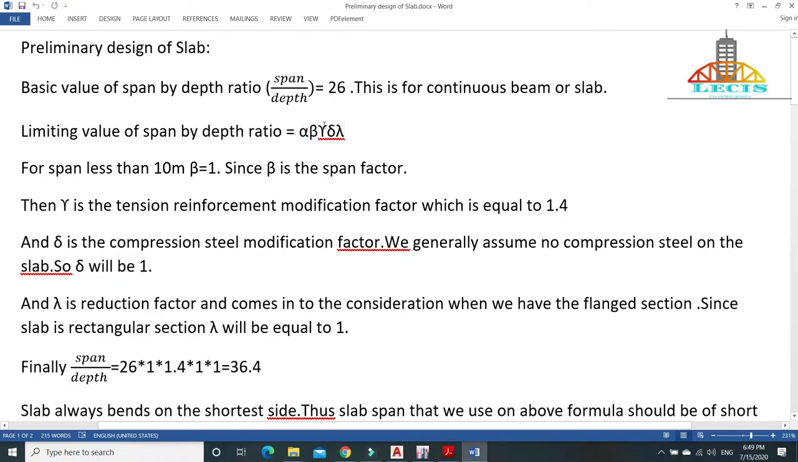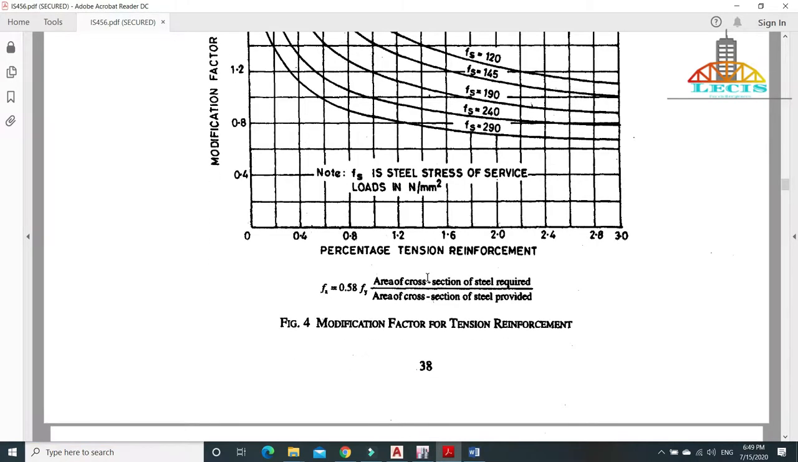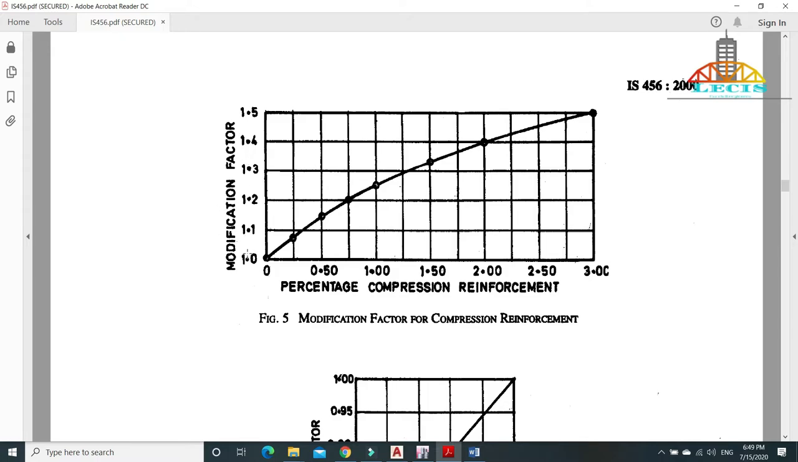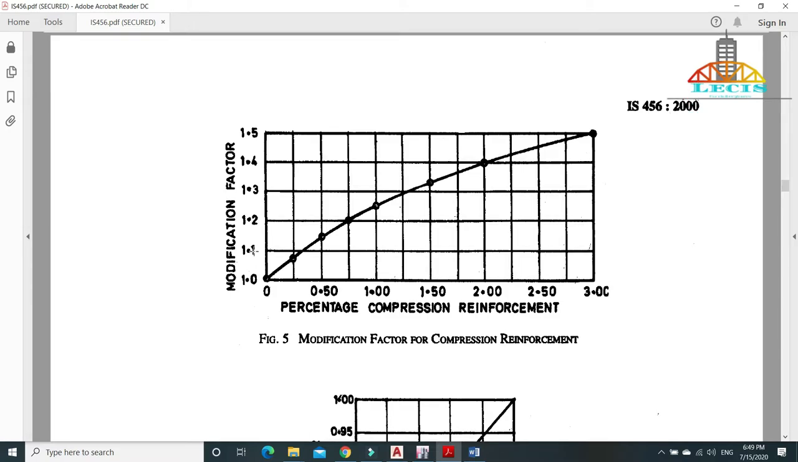And this del is the compression steel modification factor. We generally assume no compression steel in a slab, so del will be 1. You can see here the modification factor for compression reinforcement, and if the percentage of compression reinforcement is 0, then we can apply 1 as the modification factor for percentage of compression reinforcement.